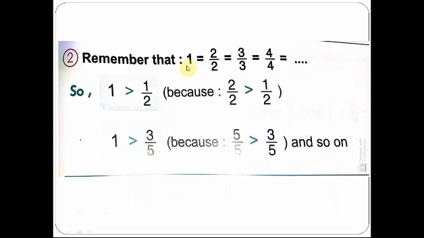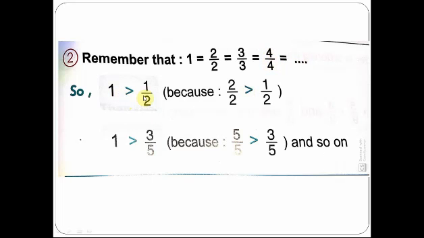Remember that 1 whole equals 2 halves. That means it equals 2 over 2. We took it before. And 1 whole equals 3/3. It's 3 over 3. And 1 whole equals 4/4. It's 4 over 4, and so on.